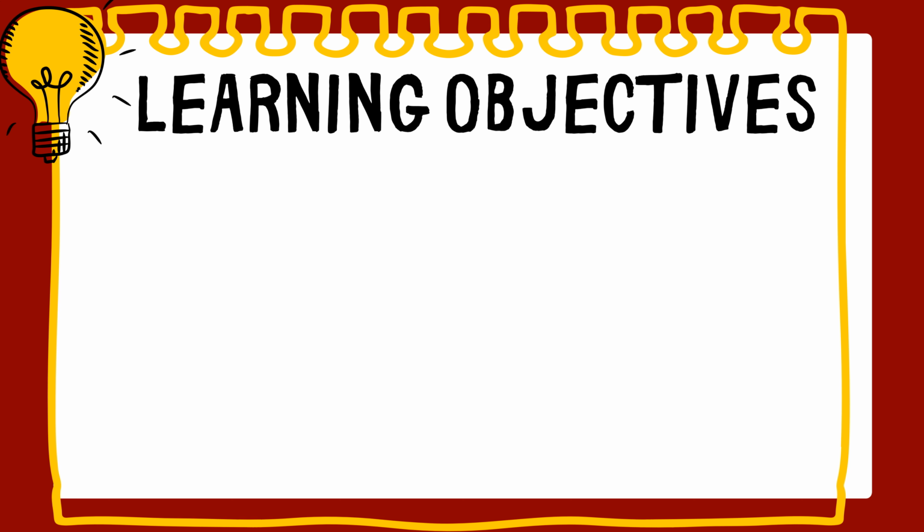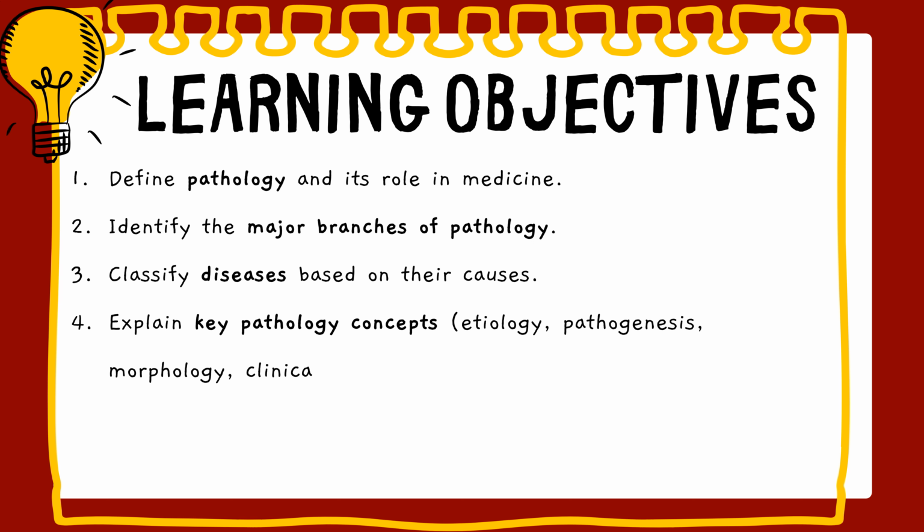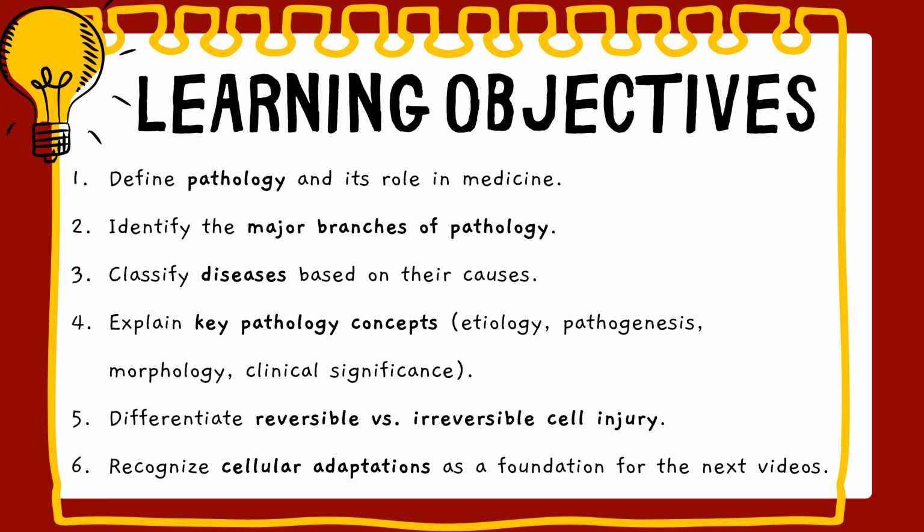Before diving in, let's outline what we're going to be covering in the introduction to pathology. By the end of this session, you should be able to define pathology and its role in medicine, identify the major branches of pathology, classify diseases based on their causes, explain key pathological concepts like etiology, pathogenesis, morphology, and clinical significance. You should be able to differentiate between reversible versus irreversible cell injury. And lastly, you should be able to recognize cellular adaptation as a foundation for the next videos. With these objectives in mind, let's get started.